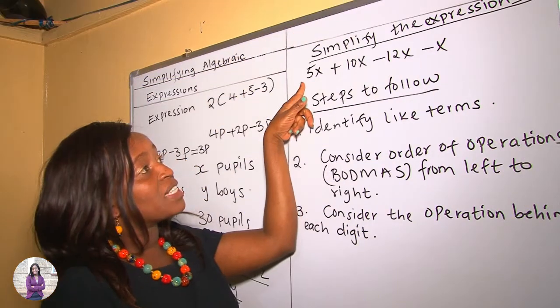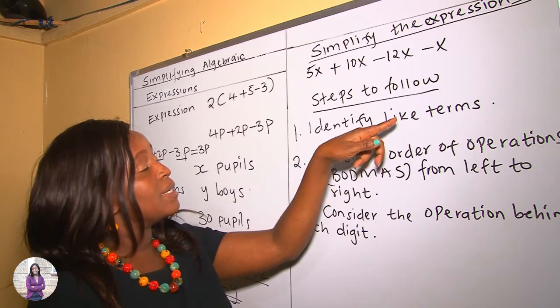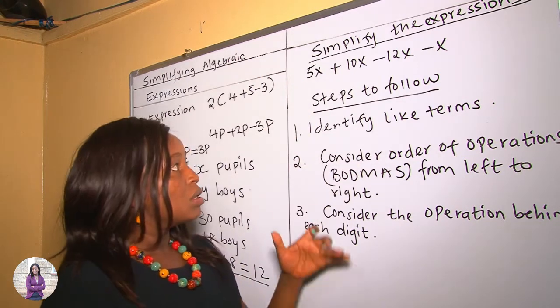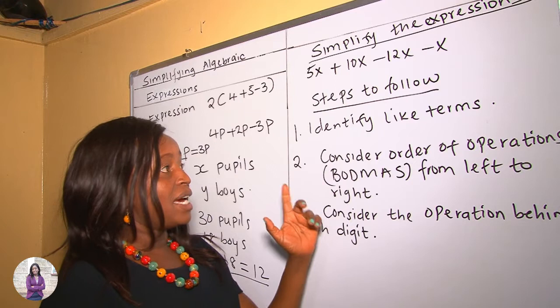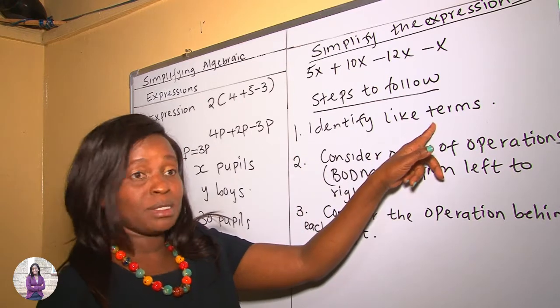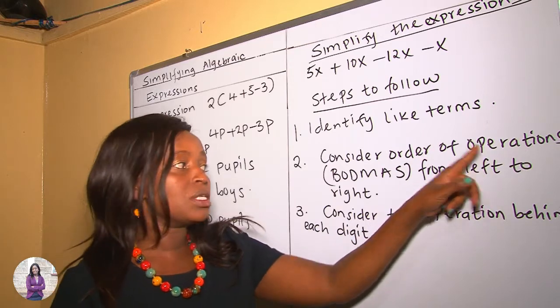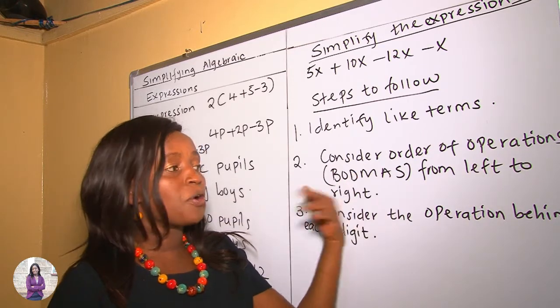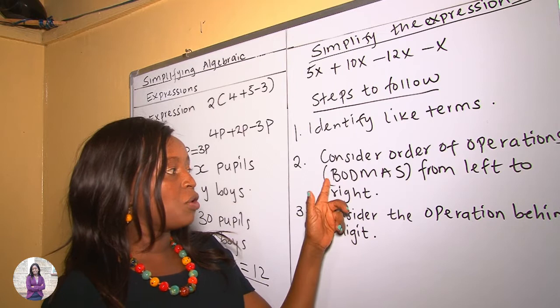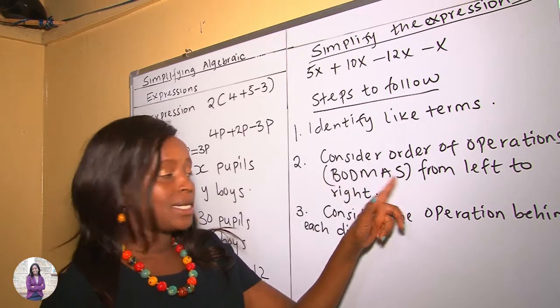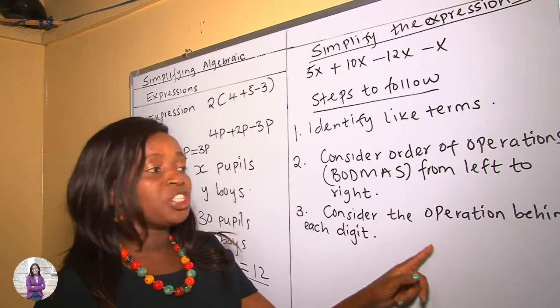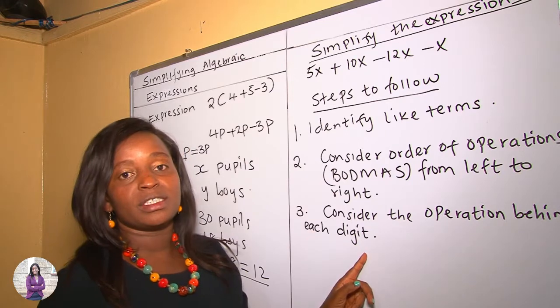To simplify this expression, as you can see, we are supposed to follow 3 steps. The first is to identify the like terms. The second step is to consider the order of operations, that is BODMAS, beginning from left to right, from B to S. Consider the operation in front of each term.